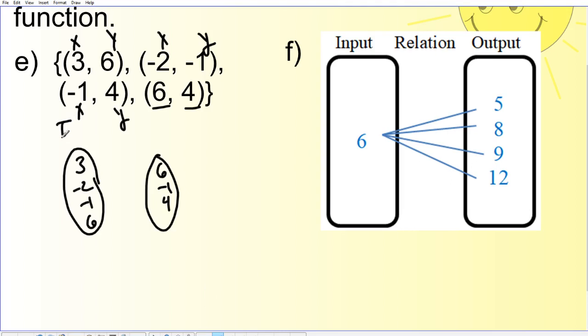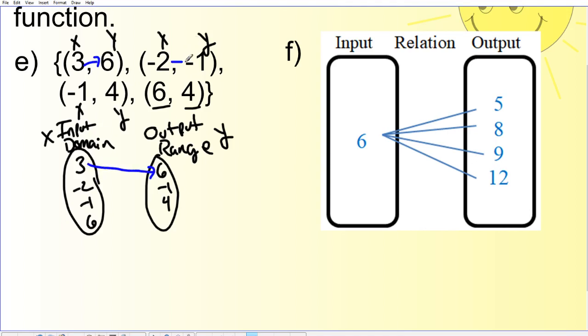This is my input, my output. Sometimes also called the domain and the range. These guys come from the X values. These guys come from the Y values. Those 3 names all kind of go together when you're talking about functions. Now, I map them out. So 3 goes to 6. Boom. -2 to -1. Love it. -1 to 4. 6 to 4.